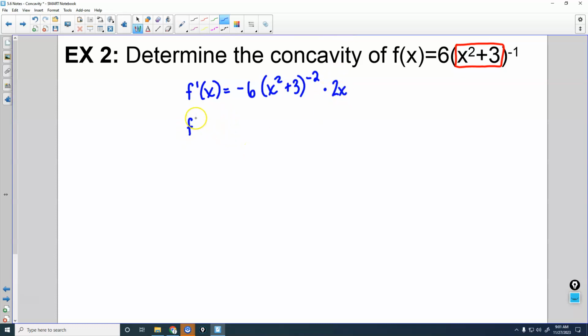So f prime of x is going to equal negative 12x times x squared plus 3, oh, not squared, to the negative 2. Your final answer is going to be to the negative 3 because we're going to have to take the derivative again. But we haven't done that yet. You're just subtracting 1 from that exponent right now. So we haven't taken the second derivative yet, but we will eventually.